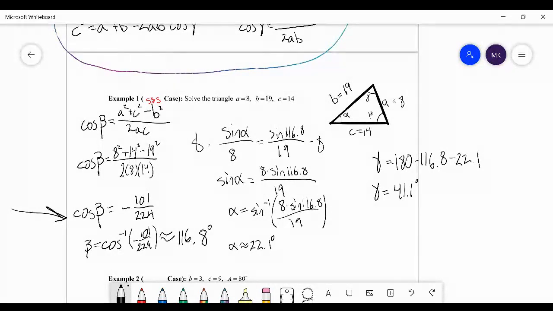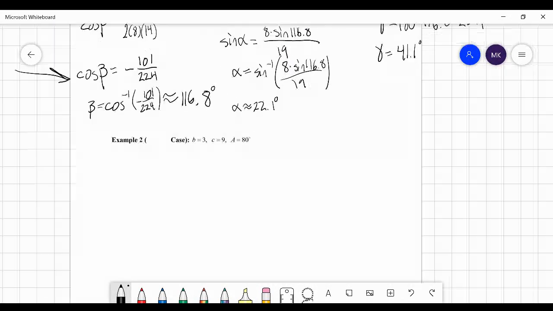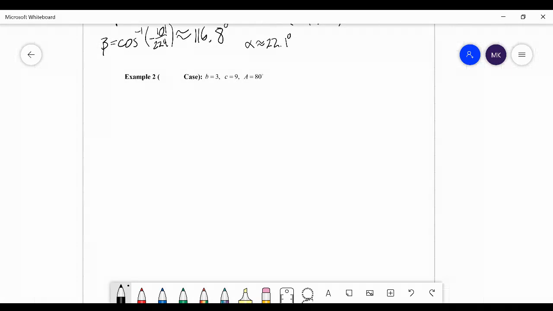There is that example. Okay, so if we have side, we can use law of cosines. We were not able to use law of sines for side because law of sines has an angle in each side of the equation. And so you have to know at least one angle to be able to apply the law of sines. So let's look at our next example here.